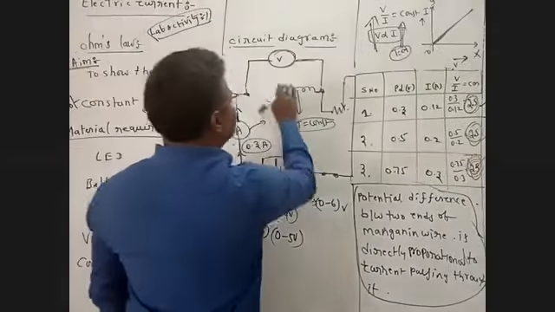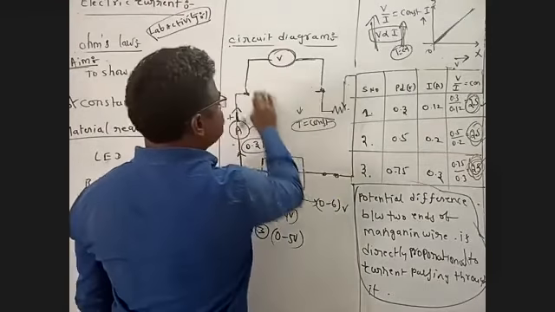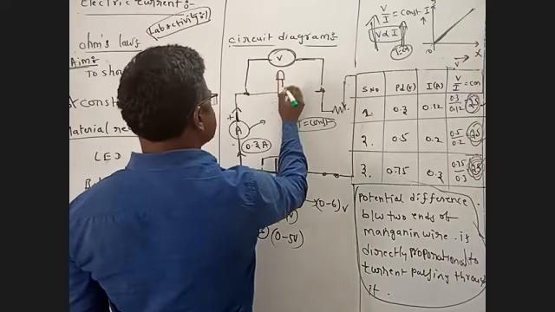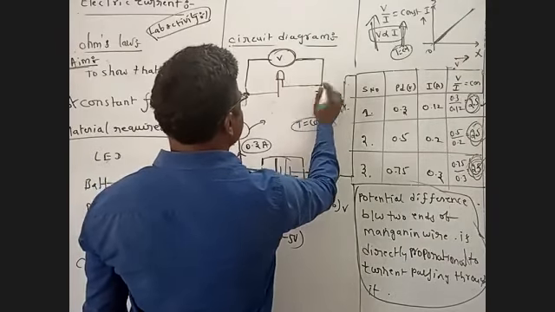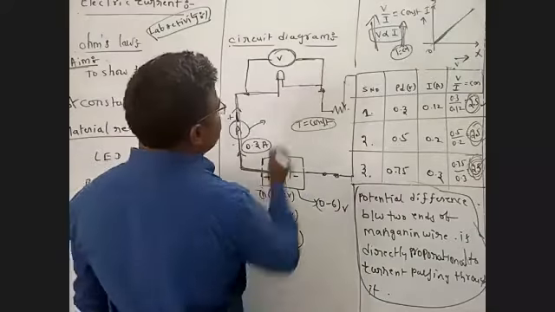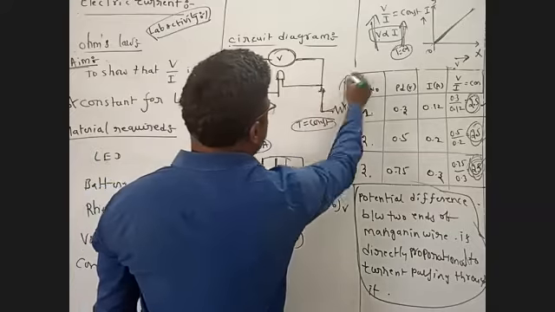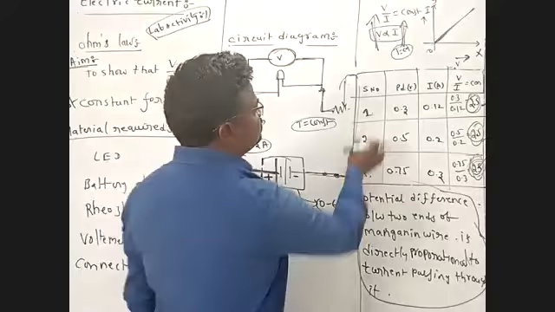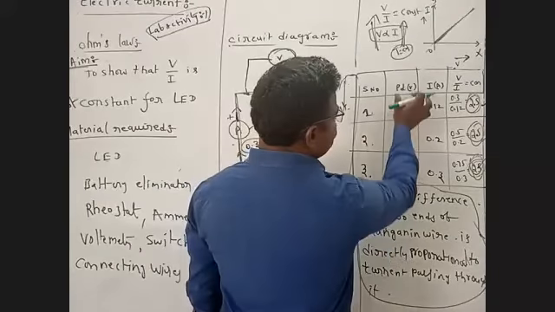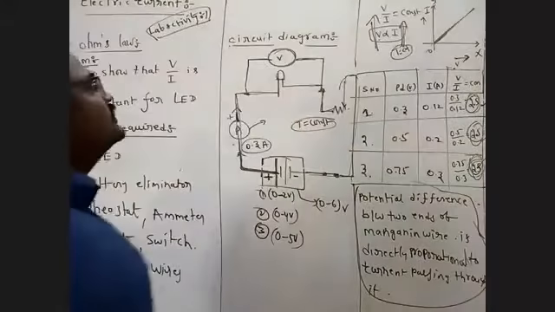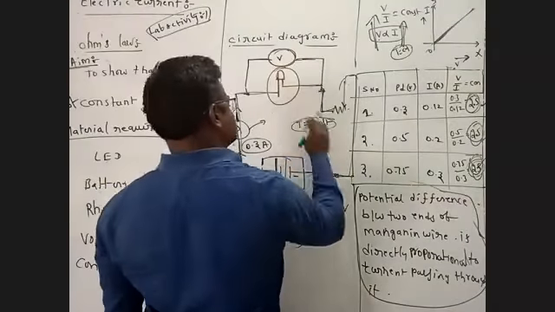The magnet wire is replaced here by an LED light. The long terminal is connected to the positive terminal of the battery. The short terminal is connected to the negative terminal of the battery. The circuit is closed. Same procedure, we take readings 1, 2, 3. Potential difference 0.3, 0.5, 0.75.